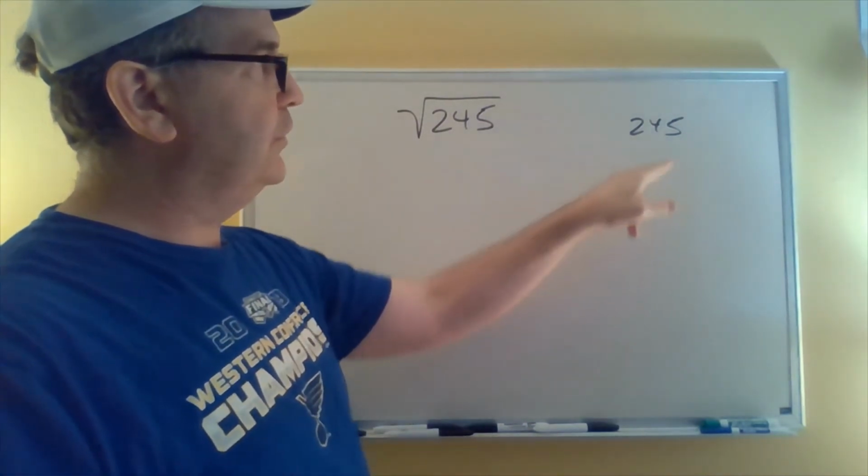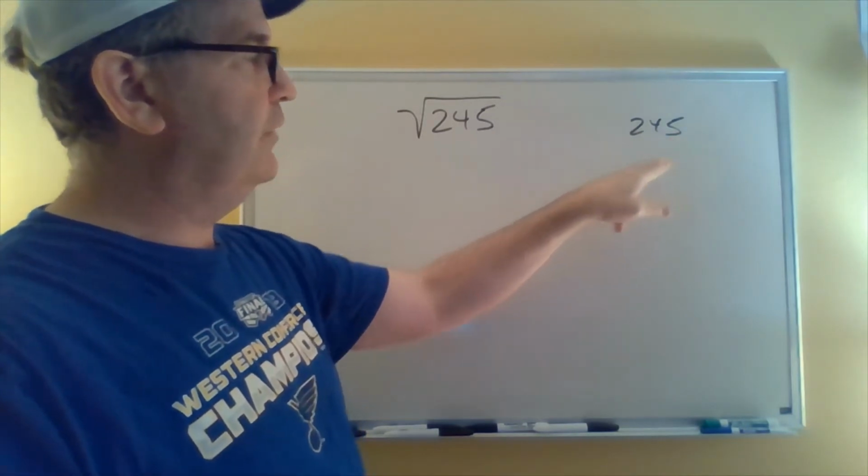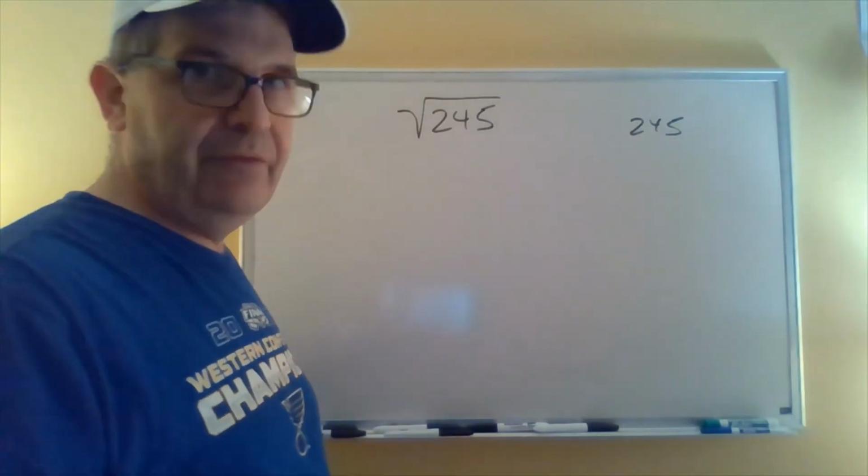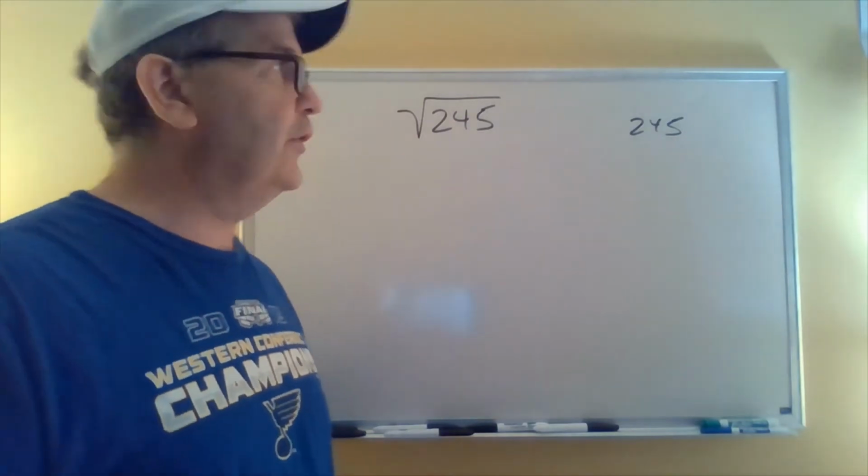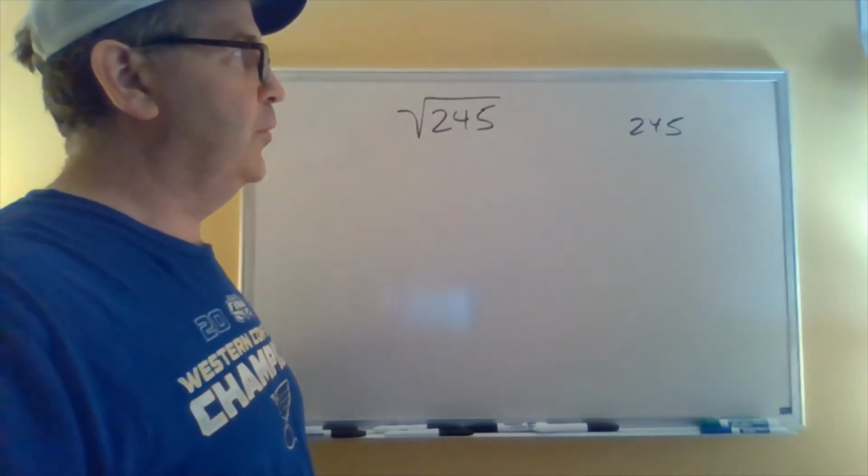We add the individual digits here. 2 plus 4 plus 5, that equals 11. 11 is not divisible by 3, so the larger number is not divisible by 3.